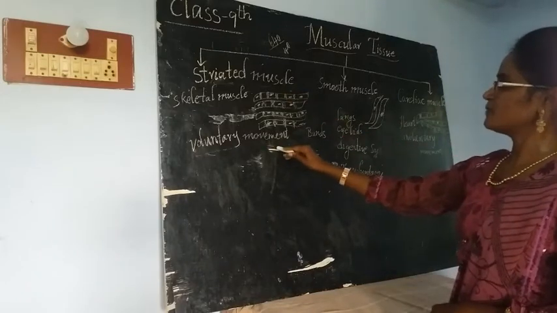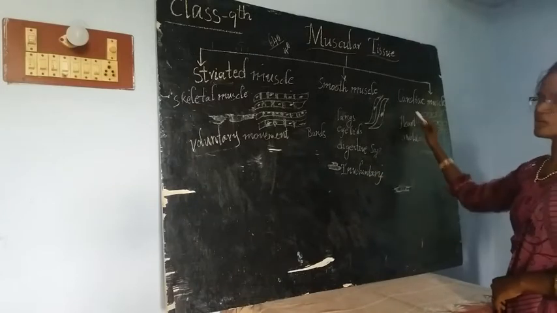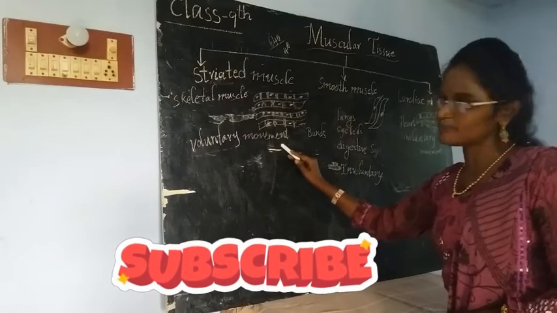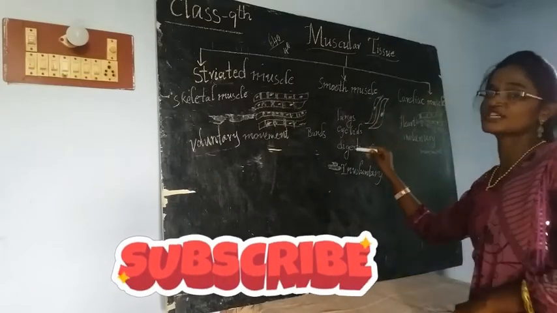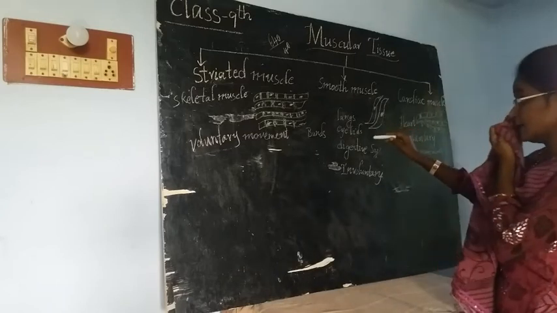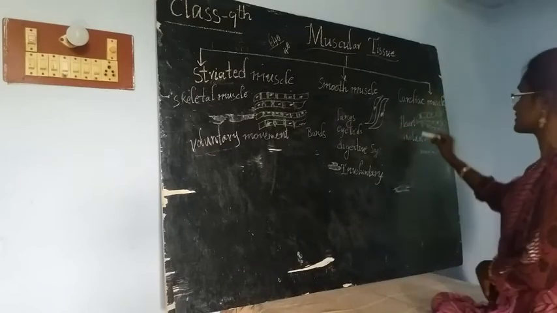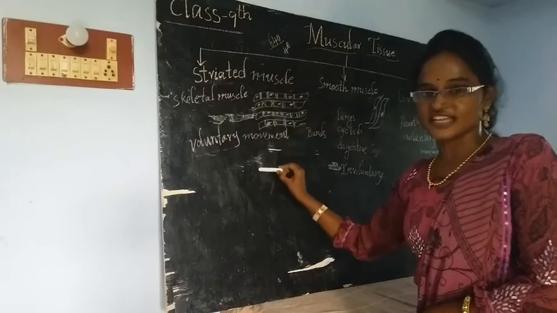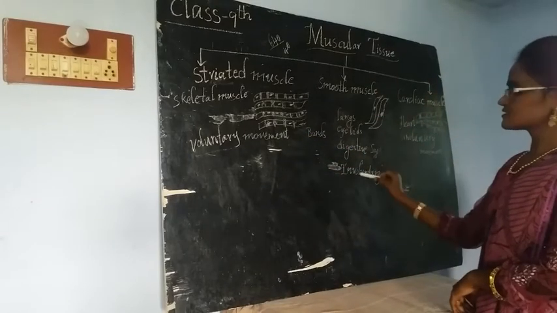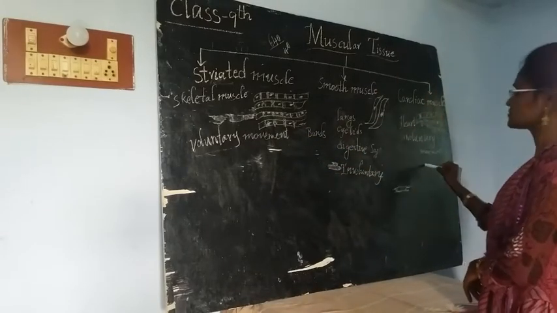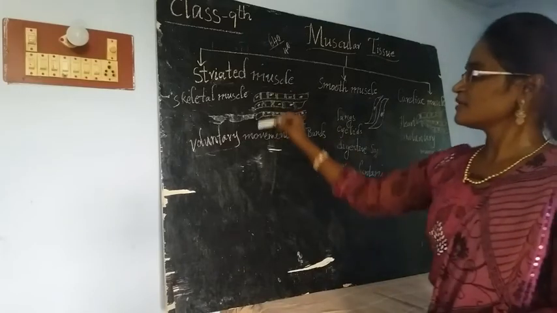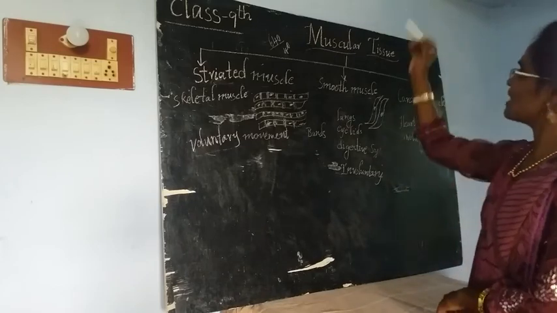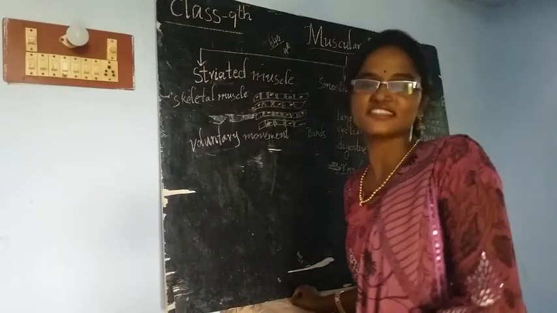Striated muscles perform voluntary movements. Smooth muscles perform involuntary movements. Cardiac muscles also perform involuntary movements. Striated muscles are present in our hands, legs and different body parts. Smooth muscles are present in our digestive system, respiratory system, iris of the eye, urinary bladder and the uterus. Cardiac muscles are present only in the heart. Striated muscles are able to regenerate. Smooth muscles are able to regenerate, but the cardiac muscles are not able to regenerate. Striated and smooth muscles are able to divide, but cardiac muscles are not able to divide. This is about muscular tissue in an easy method.